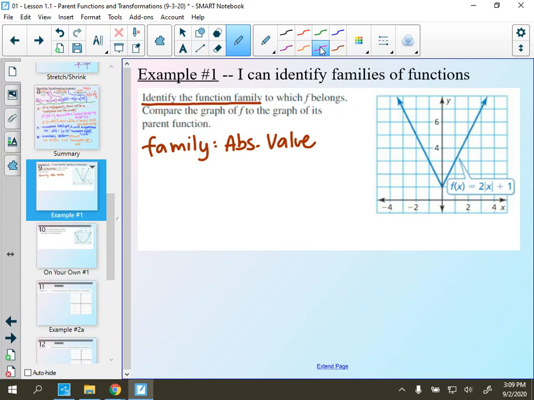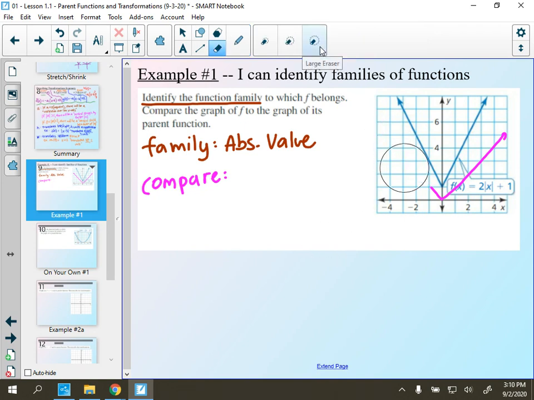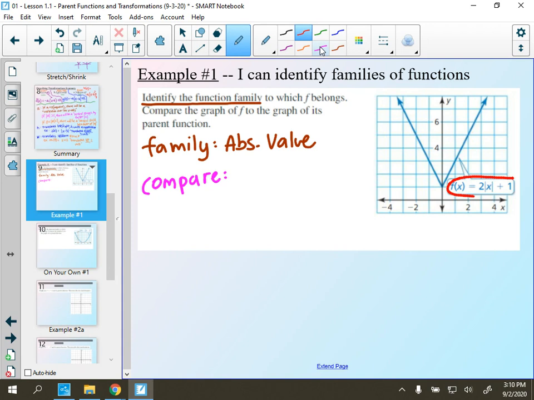This is the part that I think is a little bit tougher, our comparison. It's basically asking me to compare this graph to the parent function. We don't have to graph it. The parent function would be on here somewhere, like this. But I almost think that could be deceiving. So I'm going to take it off there and just look at the actual function itself, 2 times the absolute value of x plus 1. And I'm going to flip back and forth here to show where this is coming from.